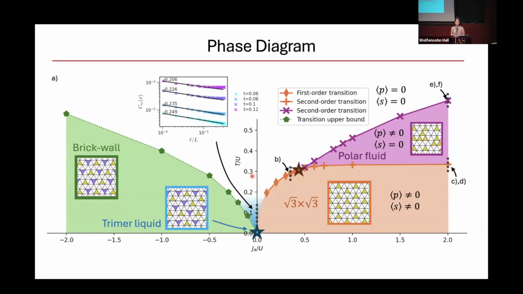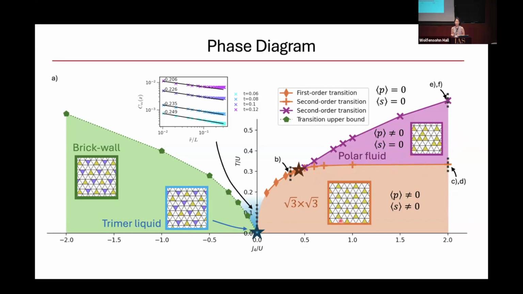Another thing that we were able to find was that in addition to the √3 by √3 pattern, I think this was the first pattern Liang wrote down, and the brick wall pattern that I wrote down, there is another ordered phase here that we named polar fluid. In the polar fluid phase, we break the inversion symmetry because the triangles are all pointing in one way instead of having both ways. But the translational symmetry is restored. So this is the polar fluid phase, the new phase that we found by doing Monte Carlo simulation.